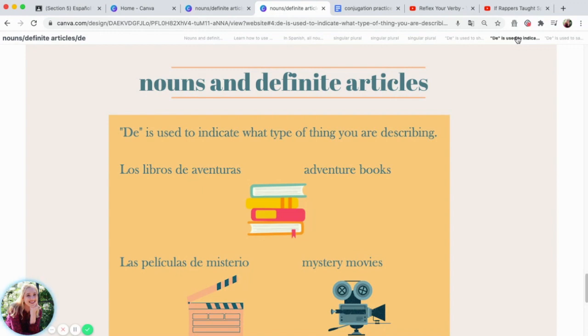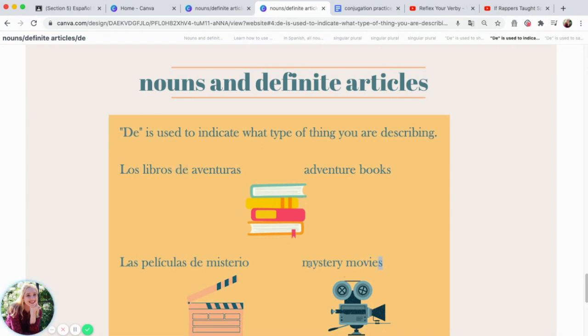Okay, so we've learned that we use de to show possession and we use de to show relationship. The third way that we use de is to indicate like a category or a type of object that we're describing. So for example, adventure books. Books that belong to a specific category, adventure. In English, we just say adventure books. We shorten it. In Spanish, you would say los libros de aventuras, the books of adventures. Okay, that's where we would put de.